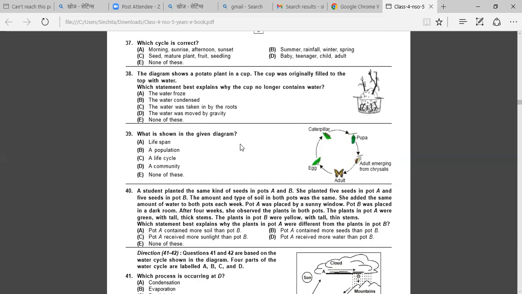What is shown in the given diagram? The correct answer will be life cycle. This is the life cycle of a butterfly.